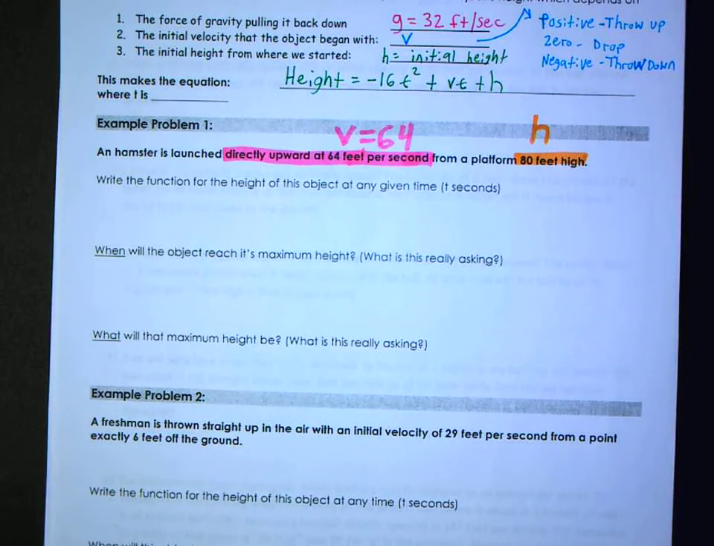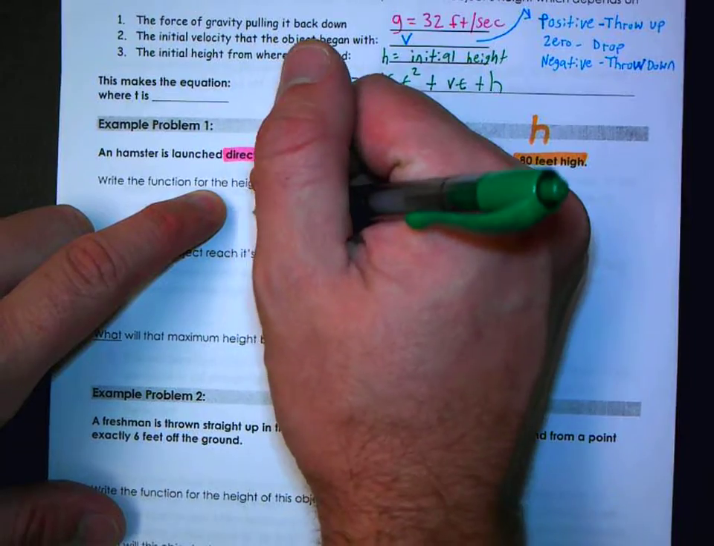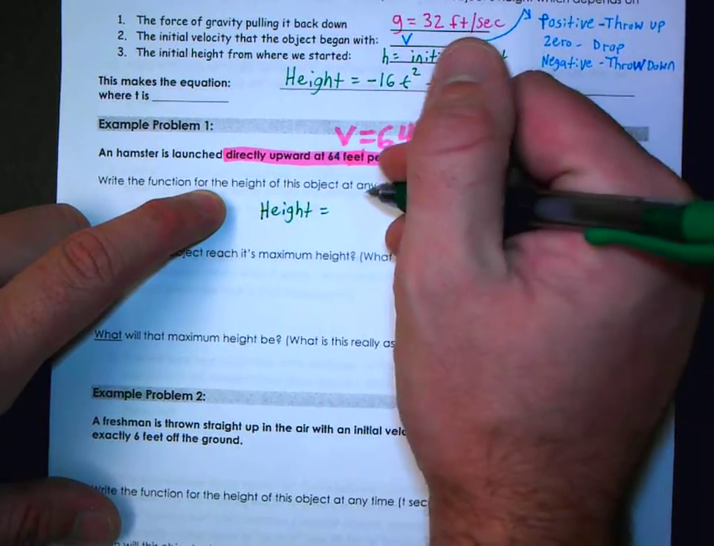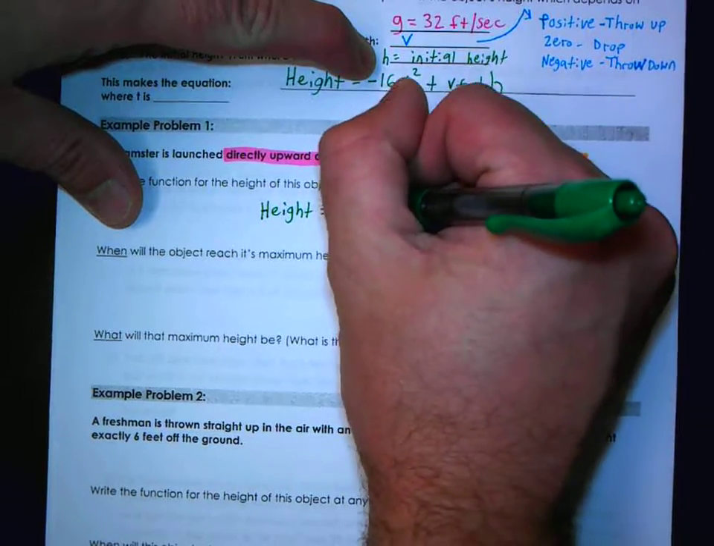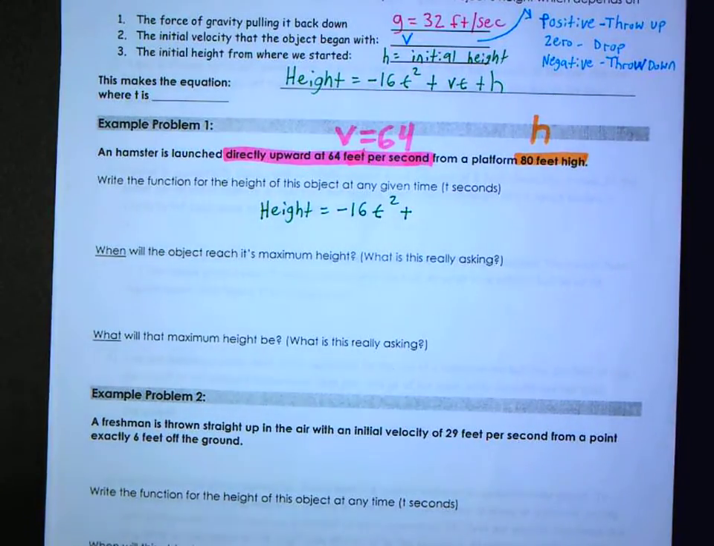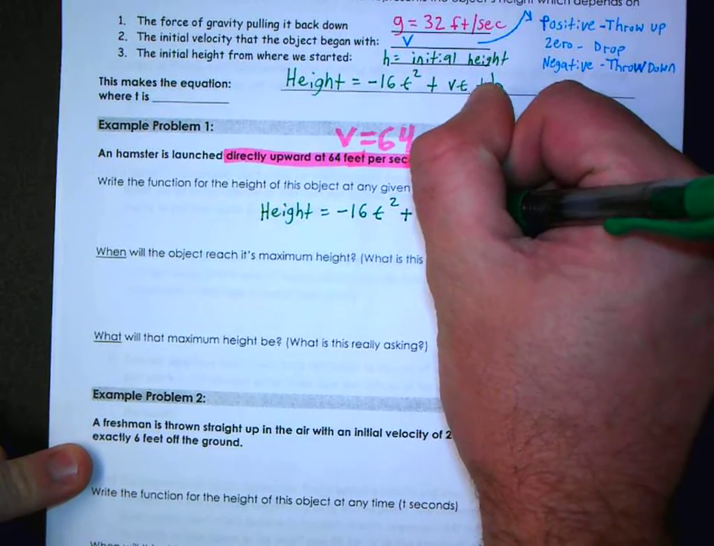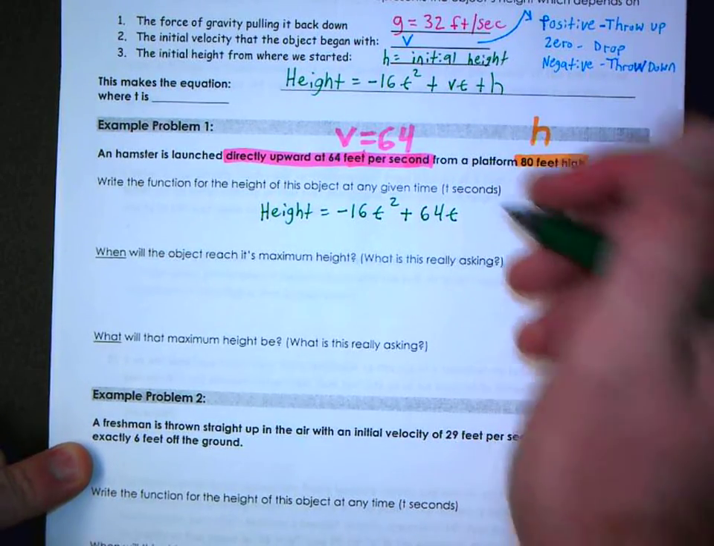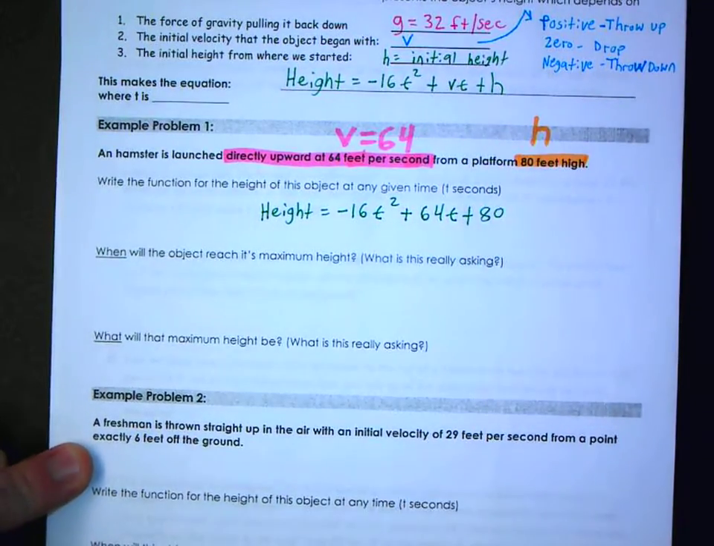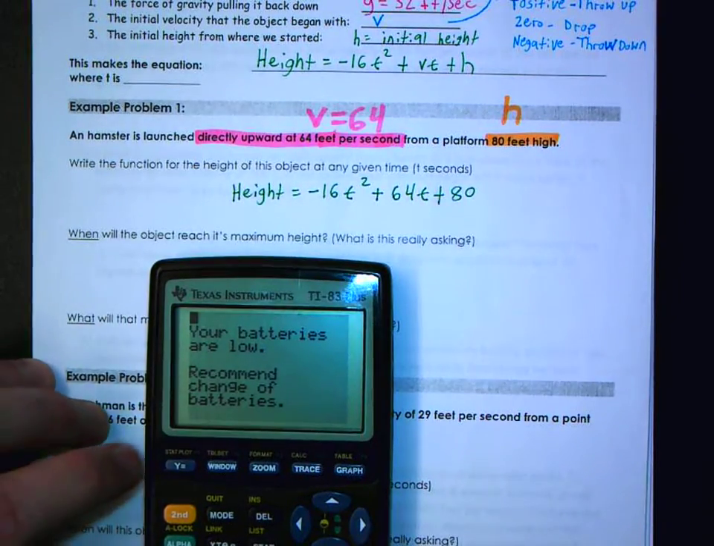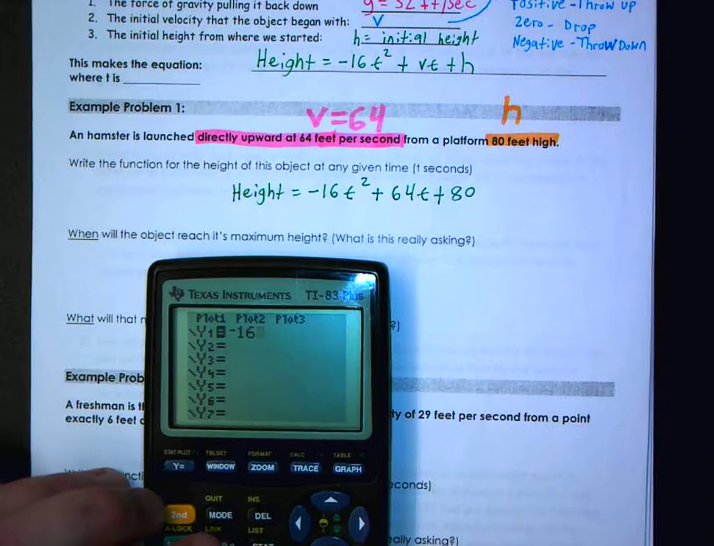So, write the function for the height of this object at any given time. Well, the height would equal negative 16 times time squared plus my velocity, 64. All I did was plug in for velocity. Plus my initial height, which is 80. So what that means, and I'll show you, I'm going to type in X. You can't really type in T's.